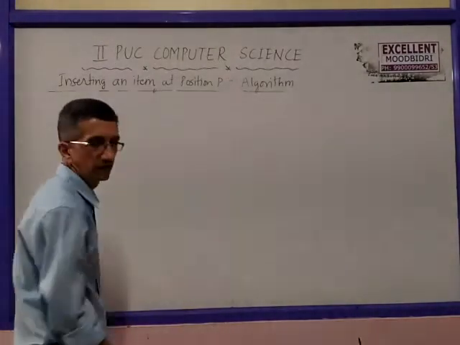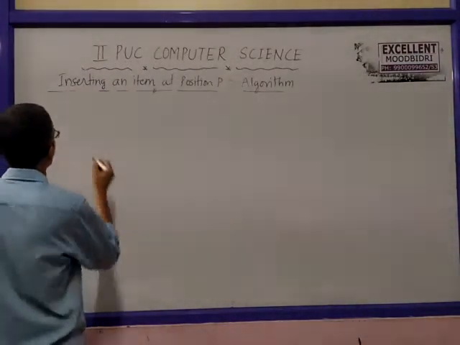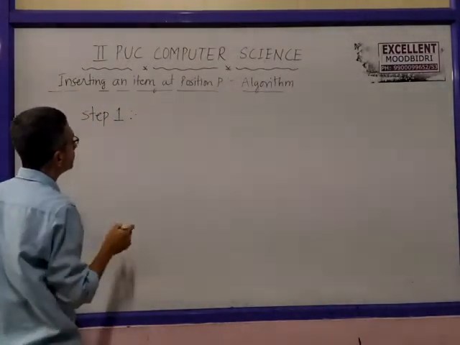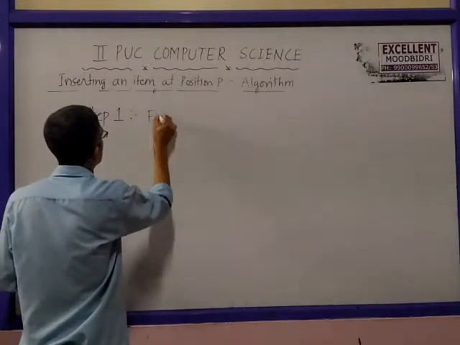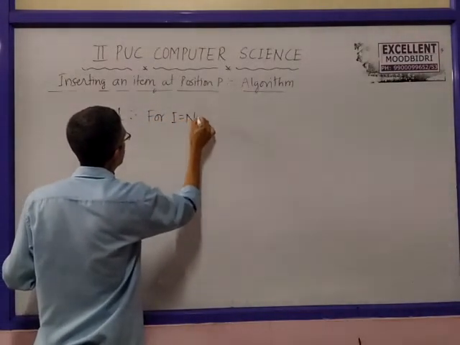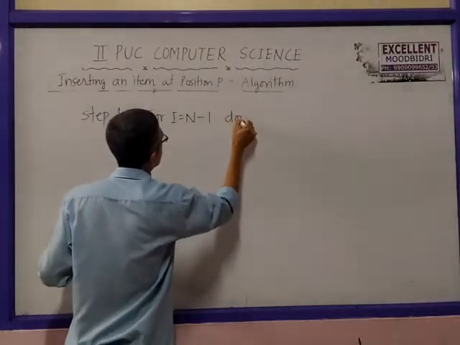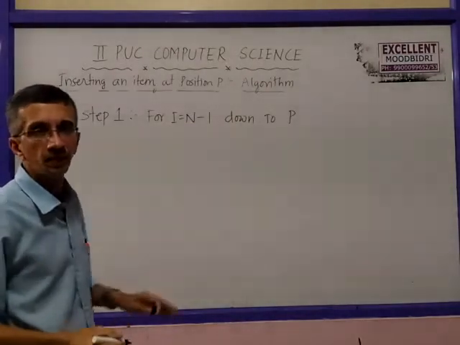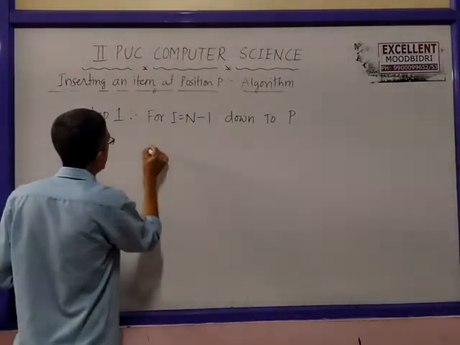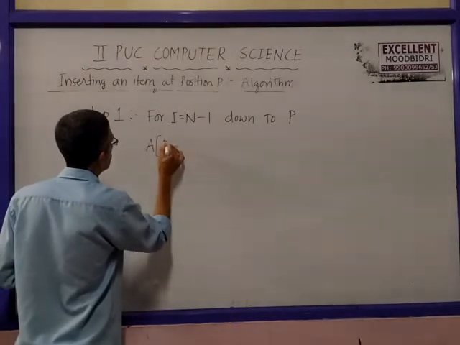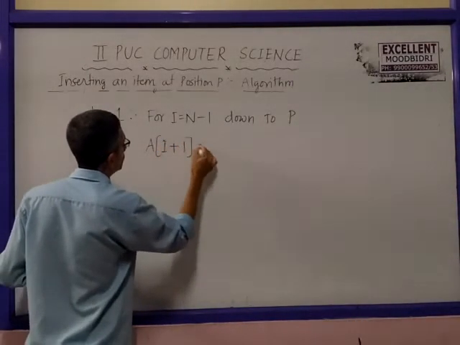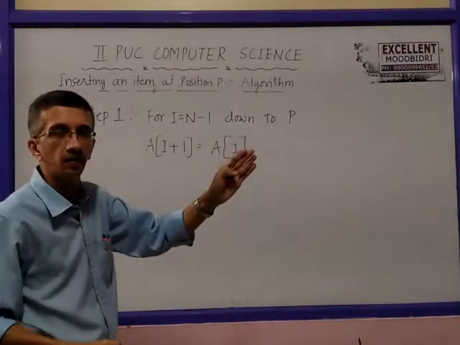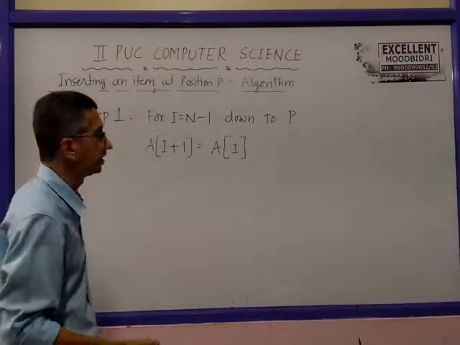So the algorithm is a very simple algorithm. Step 1: for i is equal to n minus 1 down to p, where p is the position to insert, A of i plus 1 is equal to A of i. So this statement will take care of shifting the items to the higher order locations.